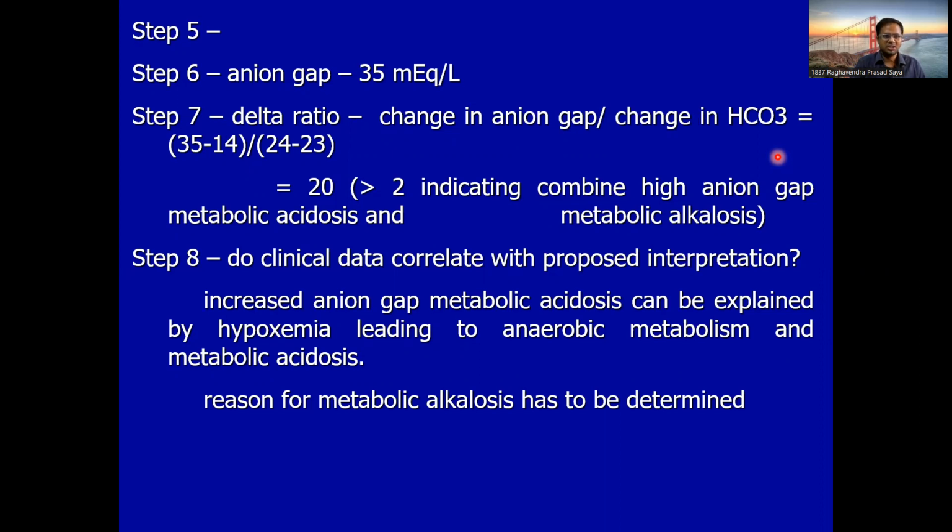Now coming to step 7, that is the delta ratio. Delta ratio is defined as the ratio of delta anion gap to delta bicarbonate, that is, change in anion gap to change in bicarbonate. So for your delta ratio, the anion gap is 35 minus the normal anion gap of 14, divided by the change in bicarbonate, that is, normal bicarbonate 24 minus actual patient bicarbonate 23. So here we have a value of around 20. So this delta ratio is 20.